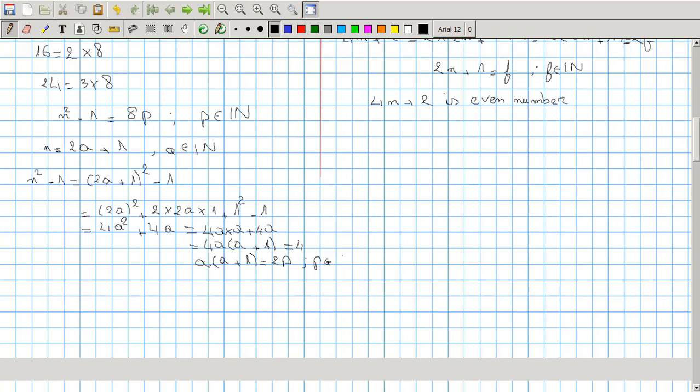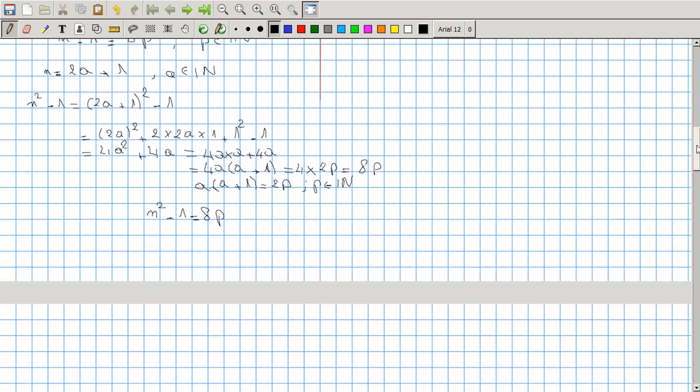b belongs to n. 4 times 2b equals 8b. Then n square minus 1 equals 8b. Then n square minus 1 is a multiple of 8. That's the first question.